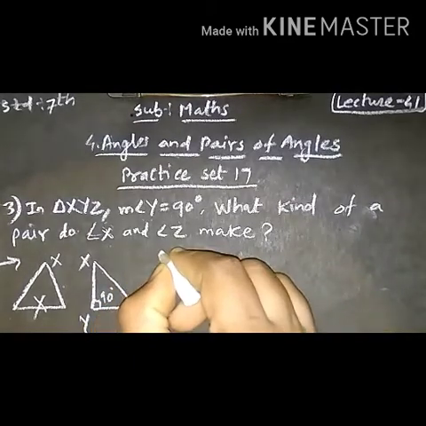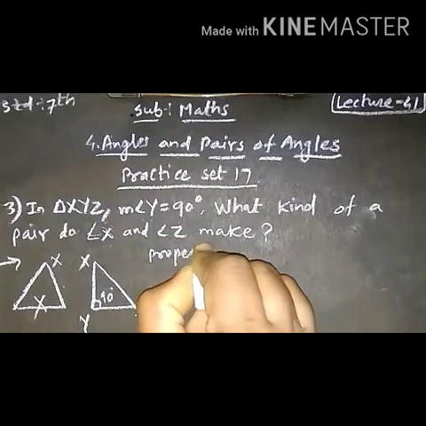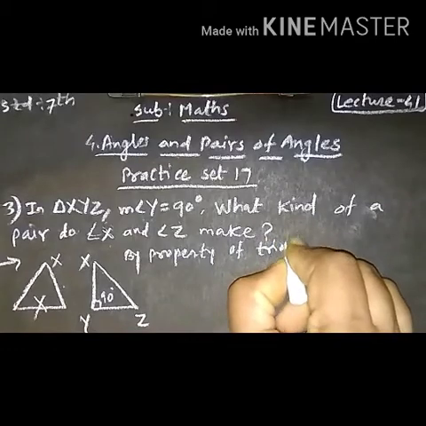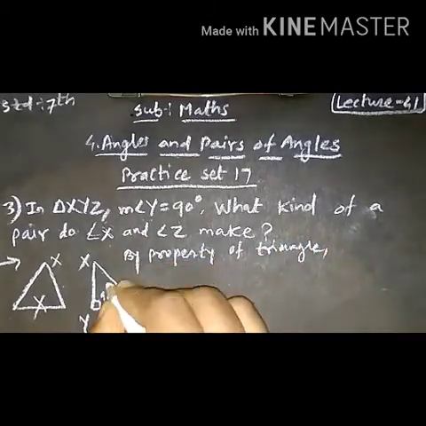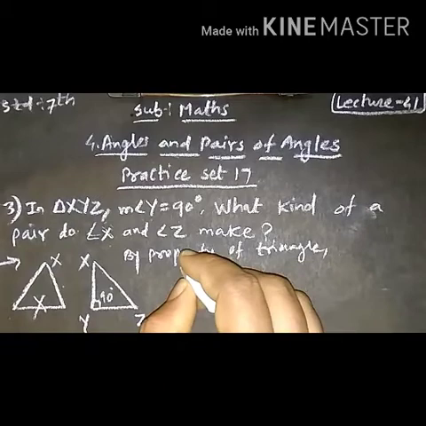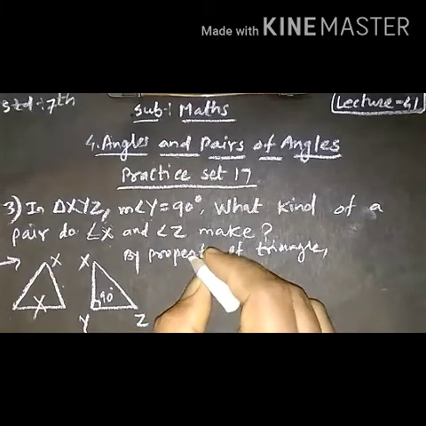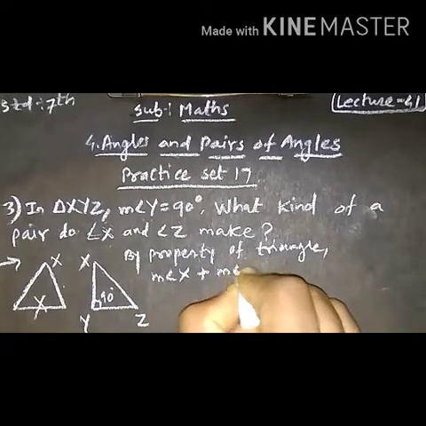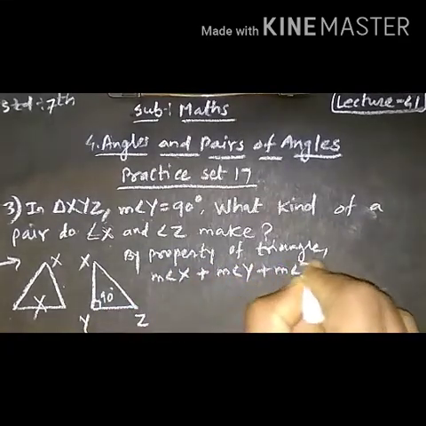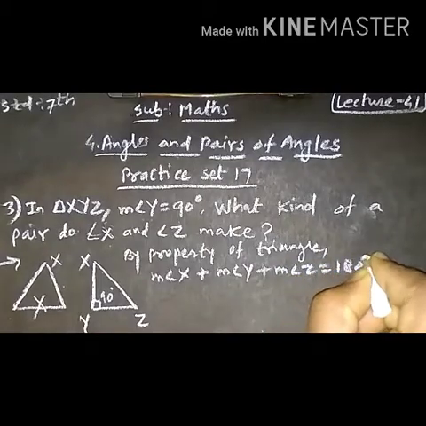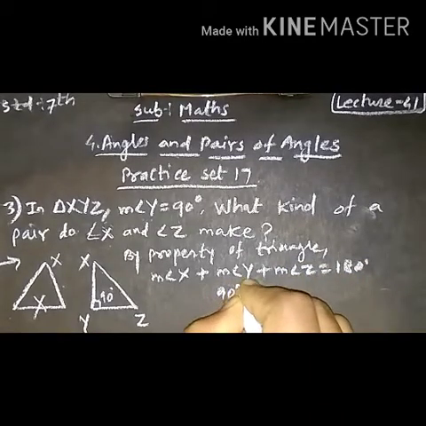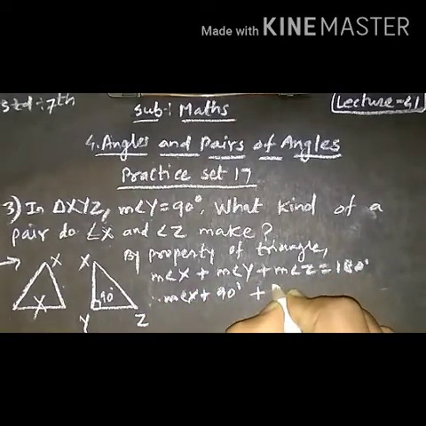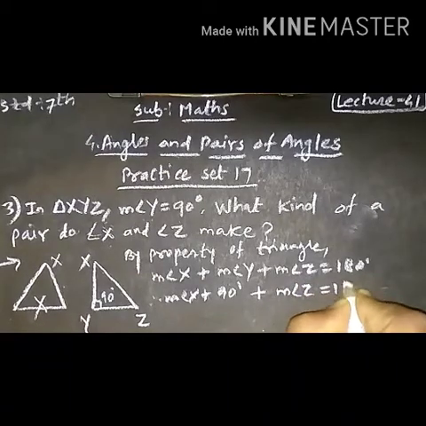But we know the property of a triangle: the sum of the measures of all three angles is 180 degrees. Therefore, measure of angle X plus measure of angle Y plus measure of angle Z is equal to 180 degrees. But here angle Y is given as 90 degrees, and therefore measure of angle X plus 90 degrees plus measure of angle Z is equal to 180 degrees.